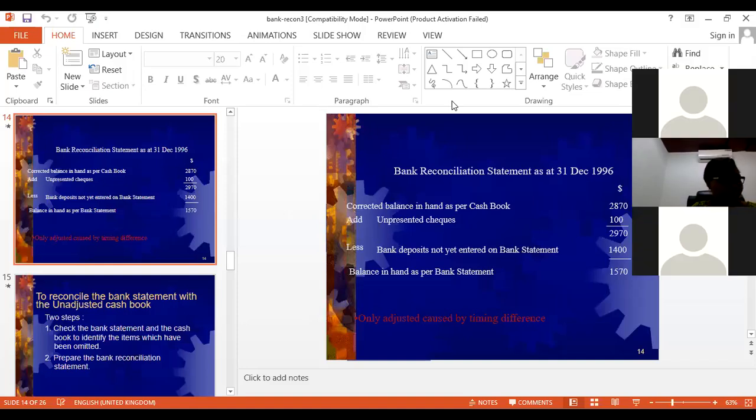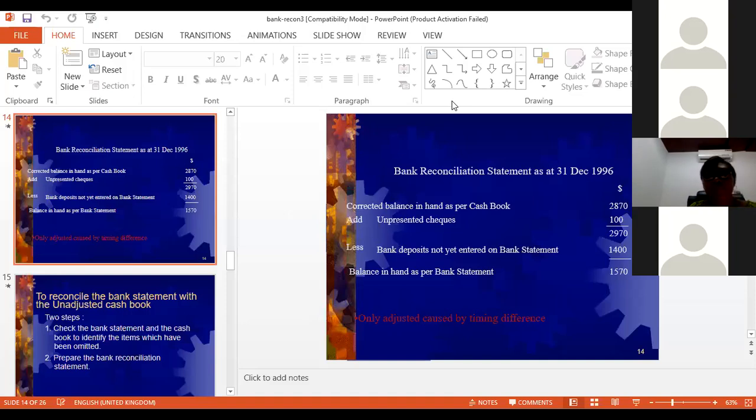Yes, Louisa. Madam, with the first slide, under bank reconciliation statement, balance as per adjusted cash book, and here we have corrected balance in hand as per cash book. Can we interchange them? Can we use any of them? It doesn't matter. I can use the balance as per adjusted cash book. Okay, thank you.